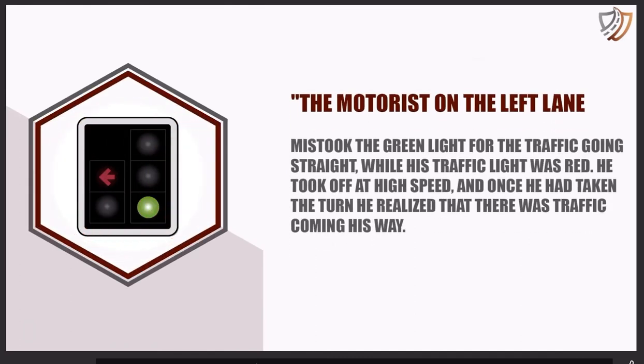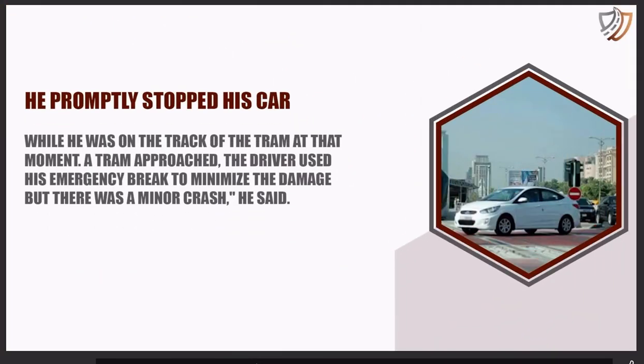The motorist on the left lane mistook the green light for the traffic going straight, while his traffic light was red. He took off at high speed, and once he had taken the turn, he realized that there was traffic coming his way. He promptly stopped his car while he was on the track of the tram at that moment. A tram approached, the driver used his emergency brake to minimize the damage, but there was a minor crash, he said.